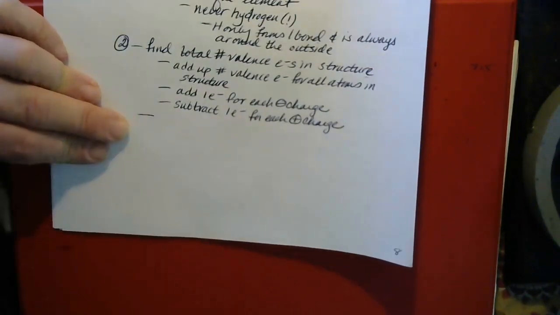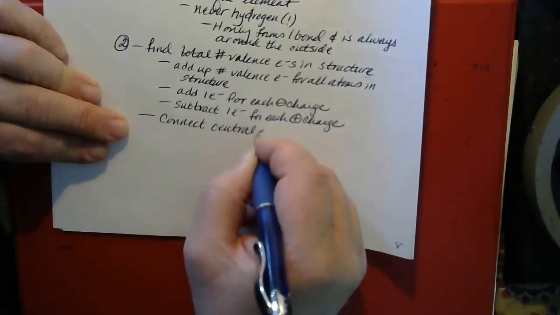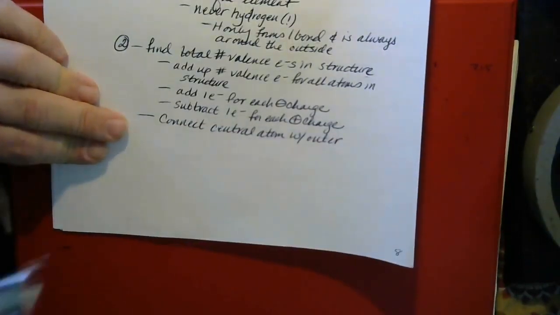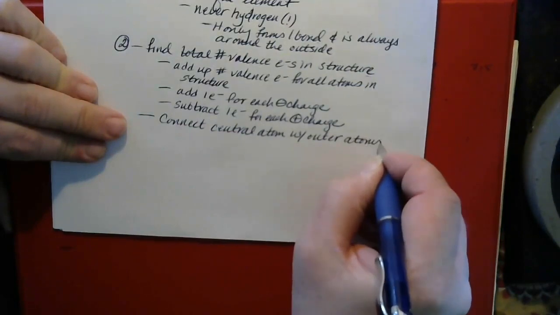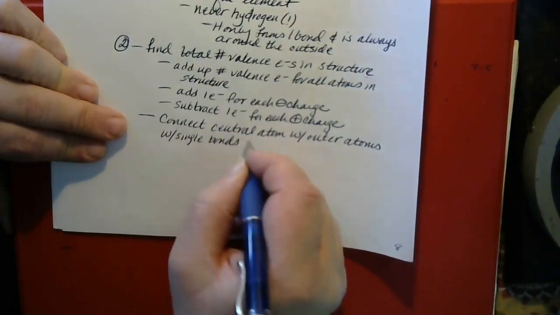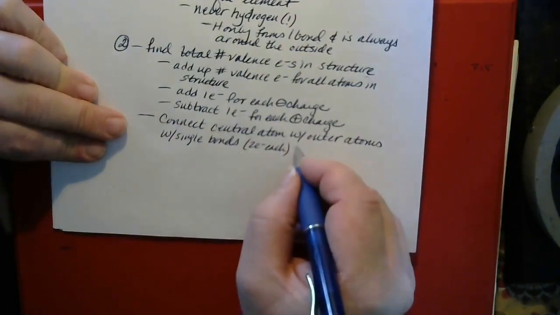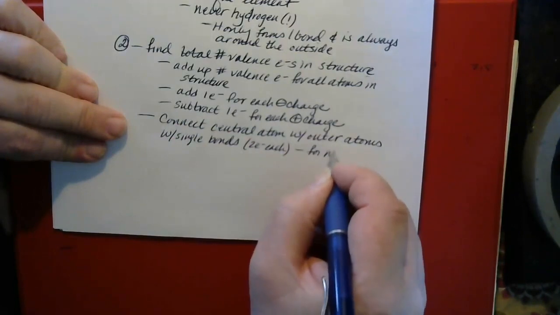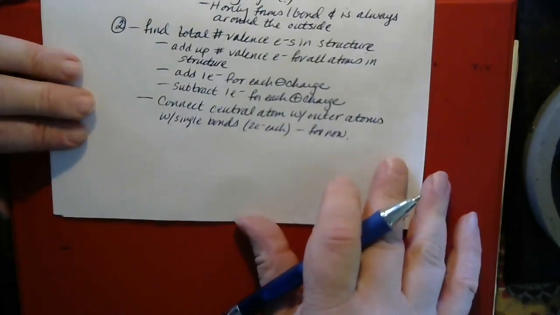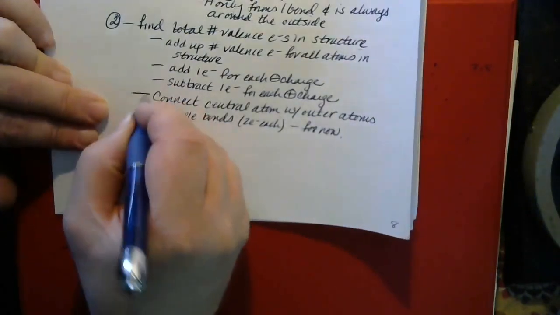Then you can connect the central atom with the outer atoms with single bonds. For now, that's 2 electrons each. That doesn't mean you're necessarily going to end up with single bonds once things are said and done, but you can start out with single bonds and go up from there if you need to.